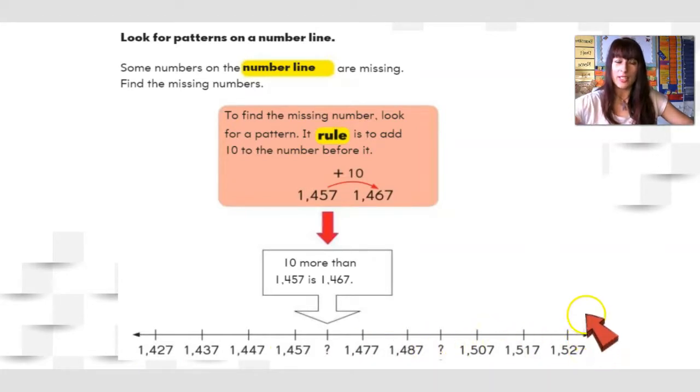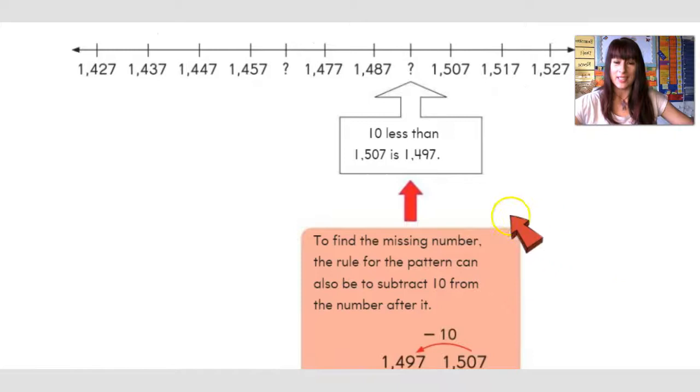But guess what? There's a different rule that we can use. Let me show you. We'll use the same number line, but this time to find the missing number, the rule for the pattern can also be to subtract. So we will subtract from the number after it.